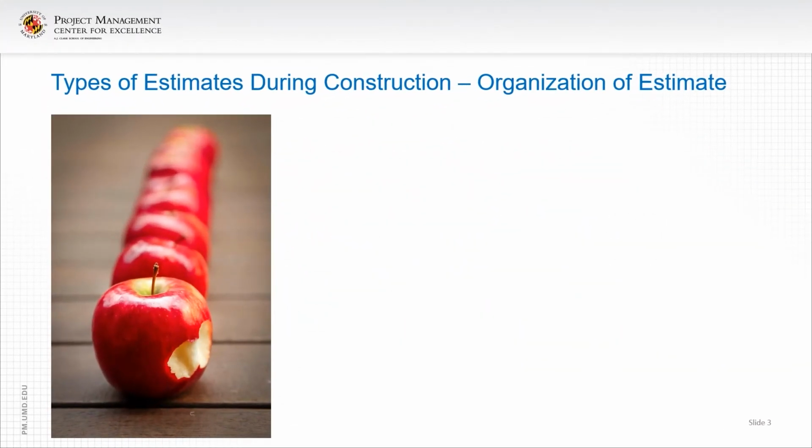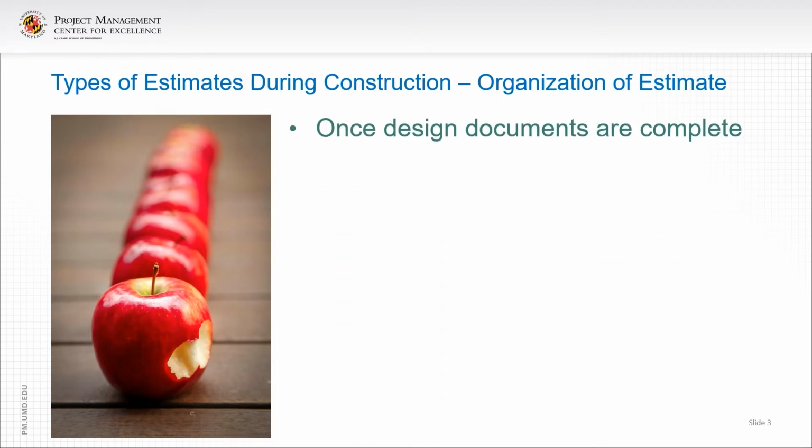Let's begin with the organization of the estimate. Once the design documents are complete, companies interested in actually performing the work price the project. Estimators working on this type of bid hope to win the job with the most competitive number while maintaining a reasonable profit for the company. This estimate is the most detailed of all estimate types and is also the most important. It carries with it legal implications.